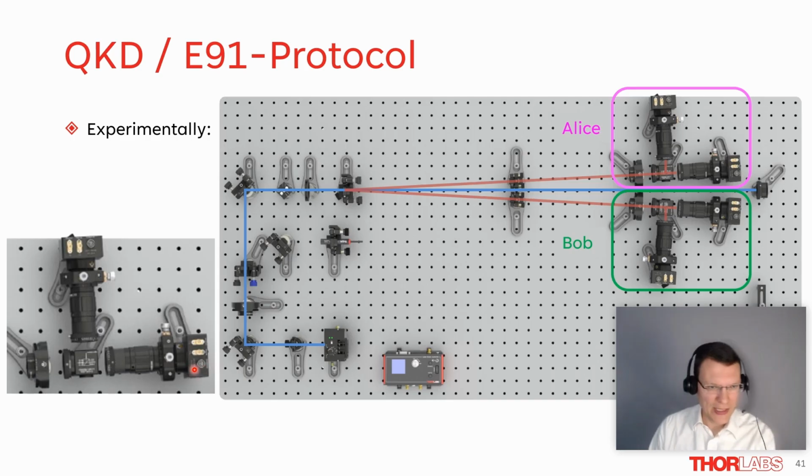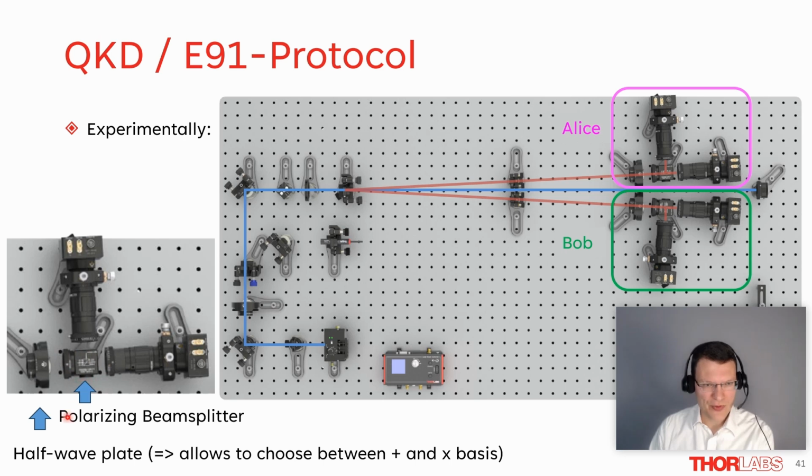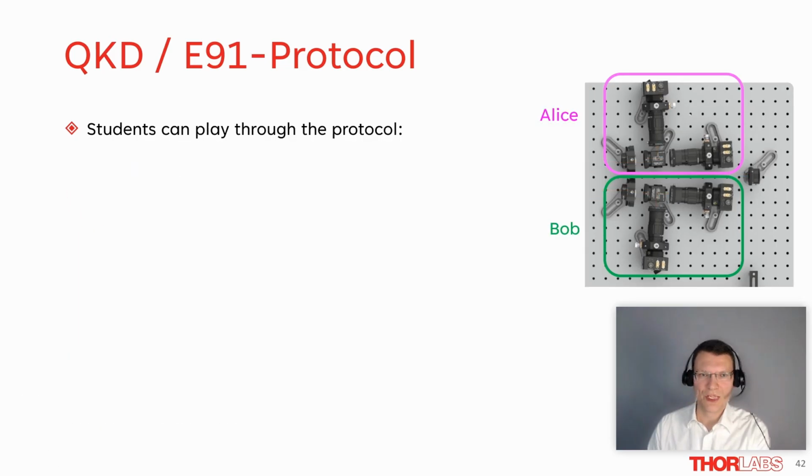Now let's zoom in a little bit. What you see here is a polarizing beam splitter, so we can separate the different polarizations. And there's a half wave plate, which allows for the basis choice that I just talked about. Now again, those parts are not included in the extension kit, but we describe all of the protocol in the manual. We describe all of the parts that you need in the manual.